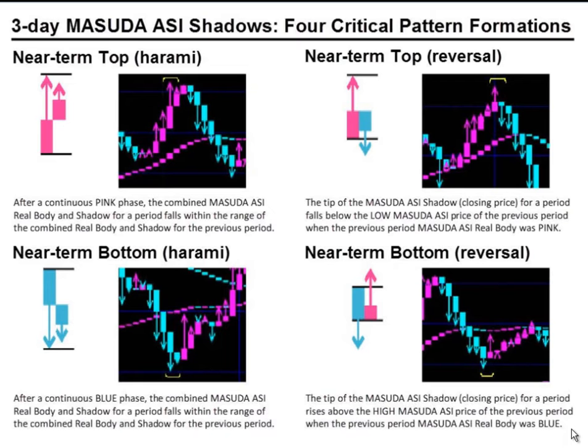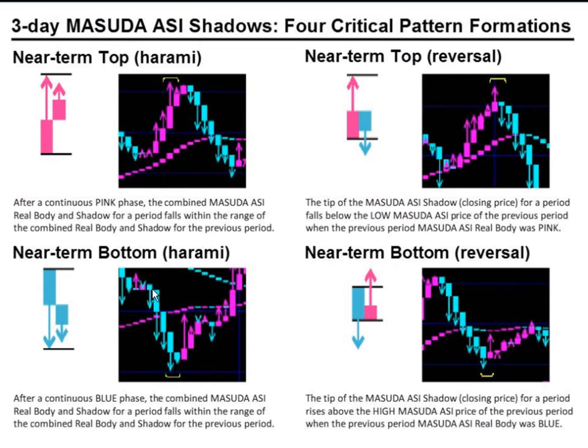Now, what we can see here on the slide is 4 different patterns. From the top left we have the near-term top, or harami version, and on the right we have the near-term top reversal. Now when we talk about near-term tops, top does not imply good or best or anything like that. It just means almost like ceiling, or the energy of the stock price has come to a ceiling and has reached a peak, and will probably go down from that point on.